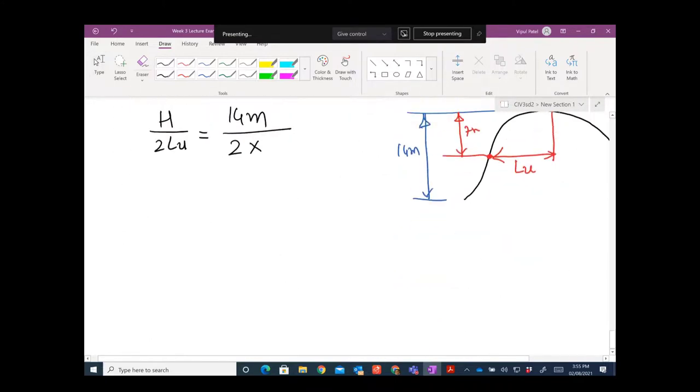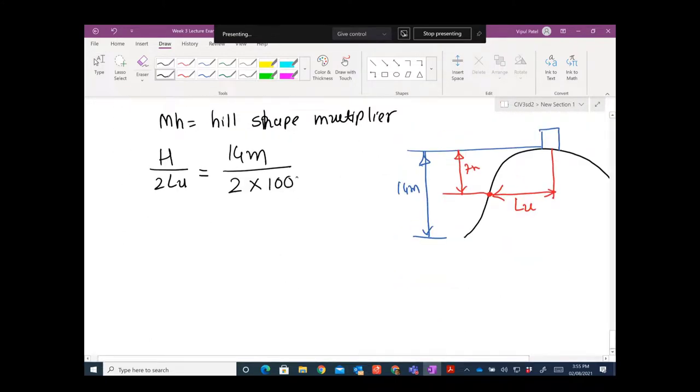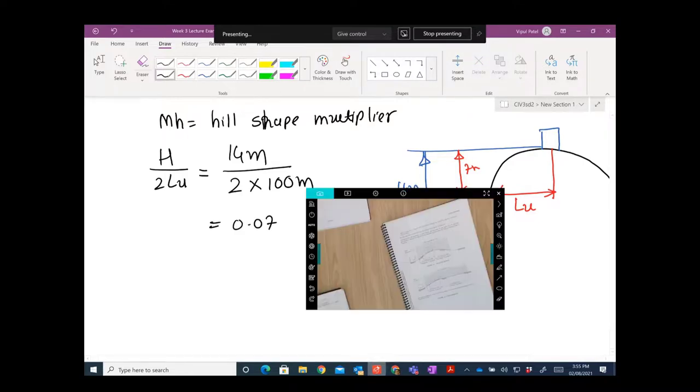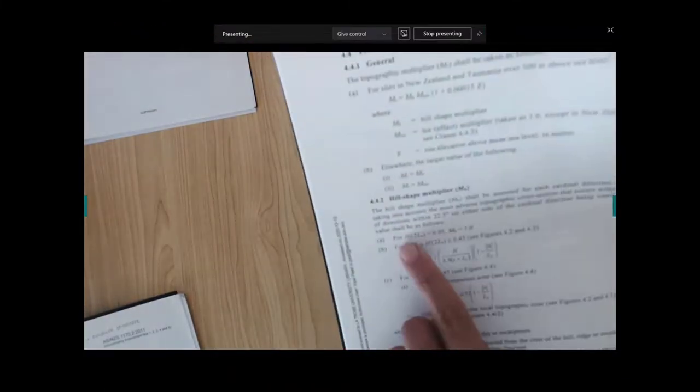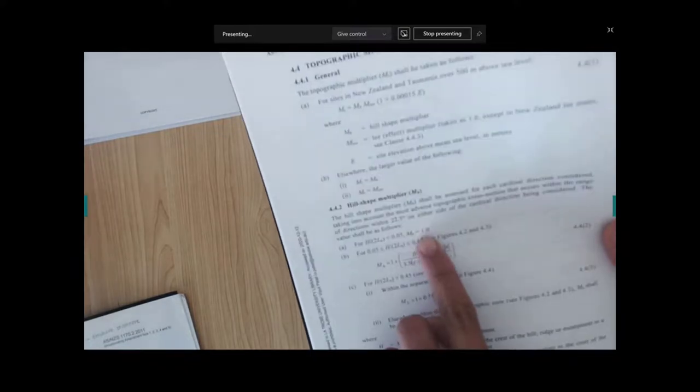So let's make it 100 meters. And then you use your calculator: 14 divided by 2 times 100, you get 0.07. Okay, so let's go back to the standard. If you have a 0.07, if this is less than 0.05, you take it as 1.